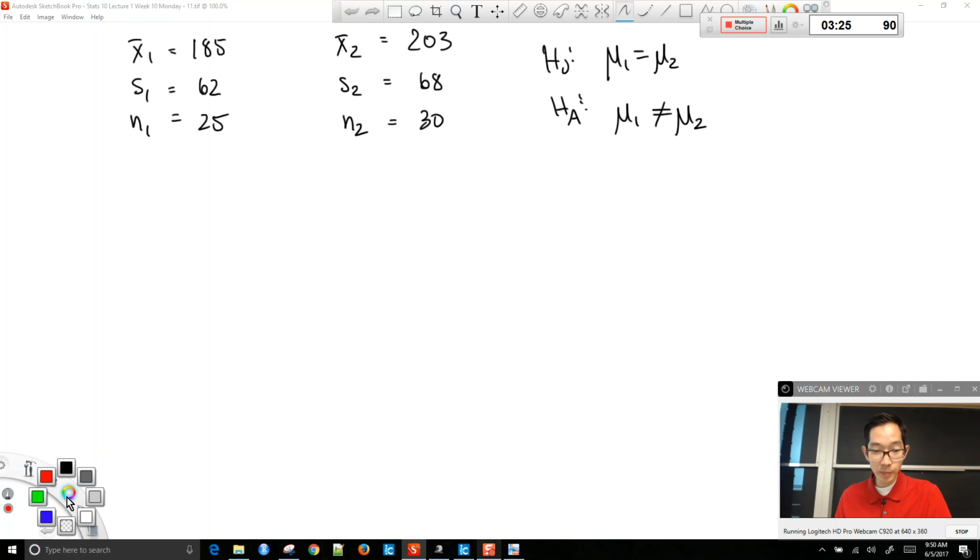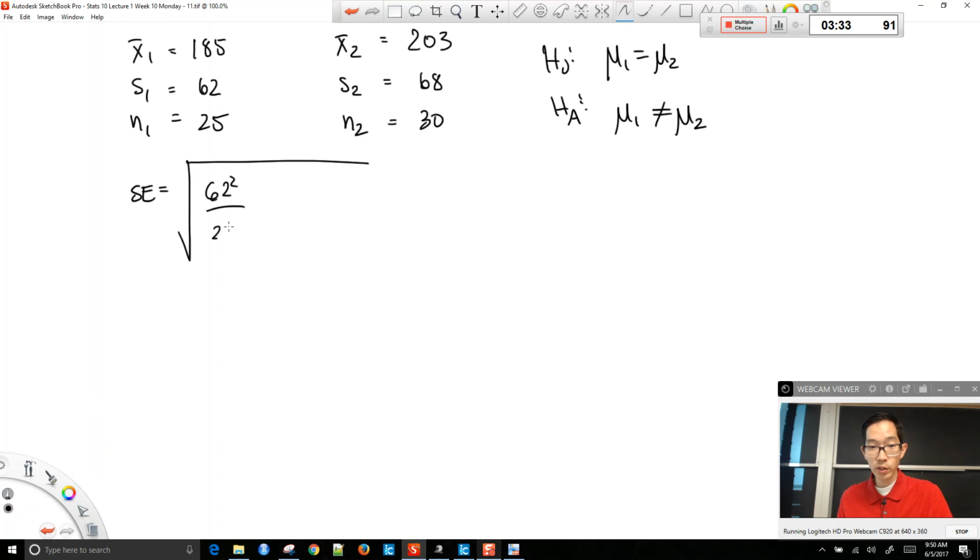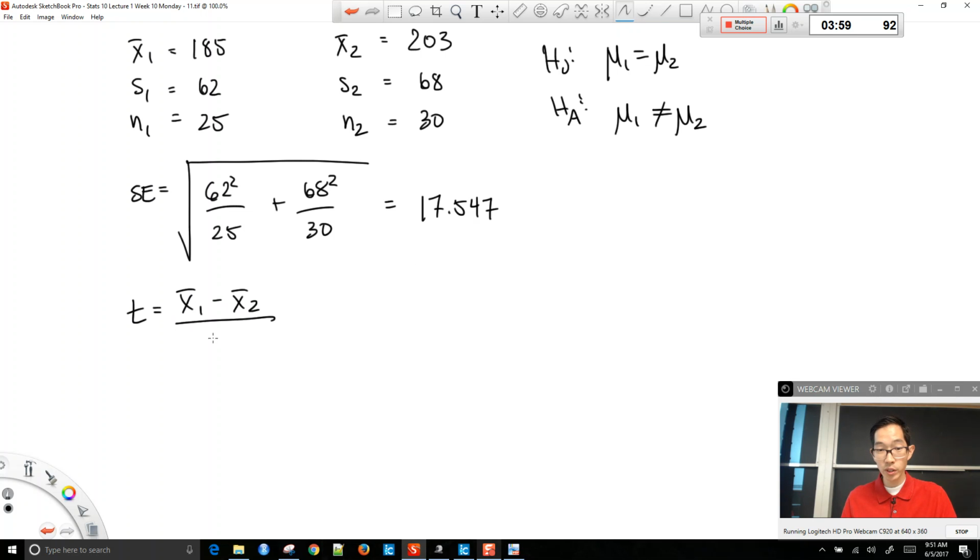Our standard error is going to be the square root of 62 squared over 25 plus 68 squared over 30. When I punch this into my calculator, 62 squared over 25 plus 68 squared over 30, I get 17.547. Okay? Therefore, my t is going to be x bar 1 minus x bar 2 divided by the standard error.